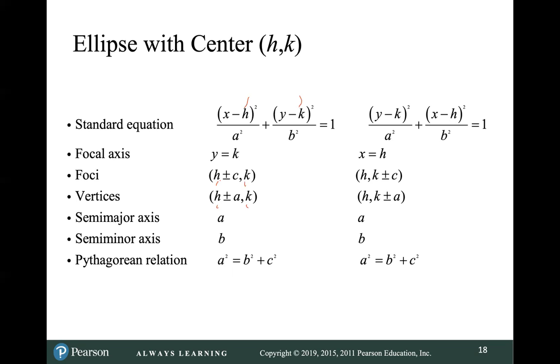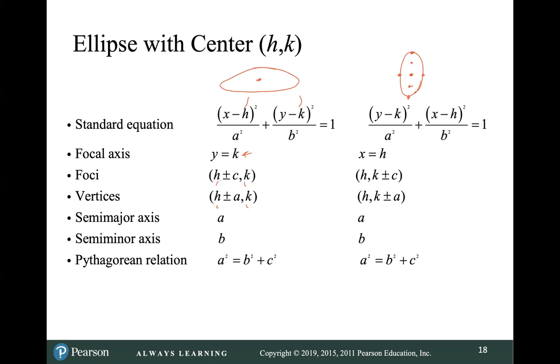Our focal axis doesn't have to be the y-axis anymore. It could be y equals k, which is still a vertical line. Okay, sorry, a horizontal line. And then the same thing for our vertical ellipse. Nothing has changed except for where we've centered it. So we have HK in the middle. We still have our foci and our vertices, and then our minor axis.